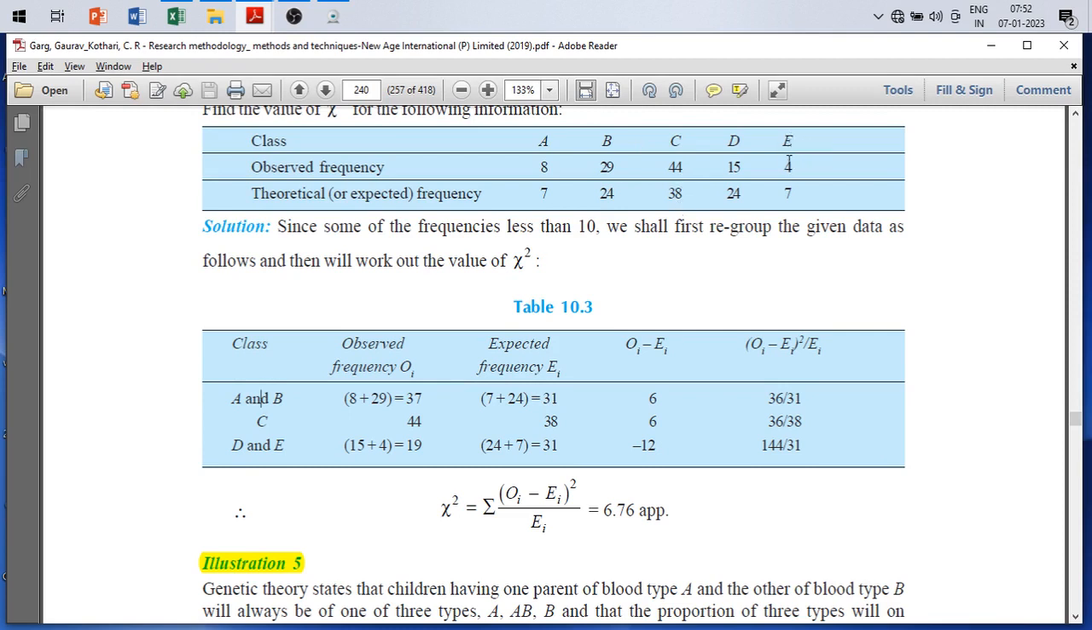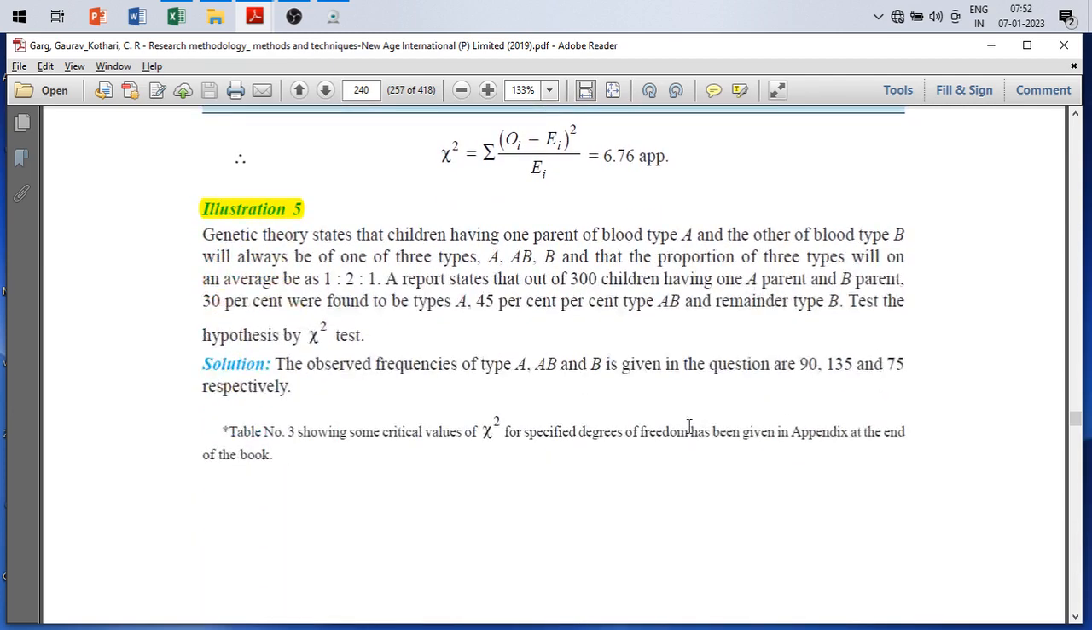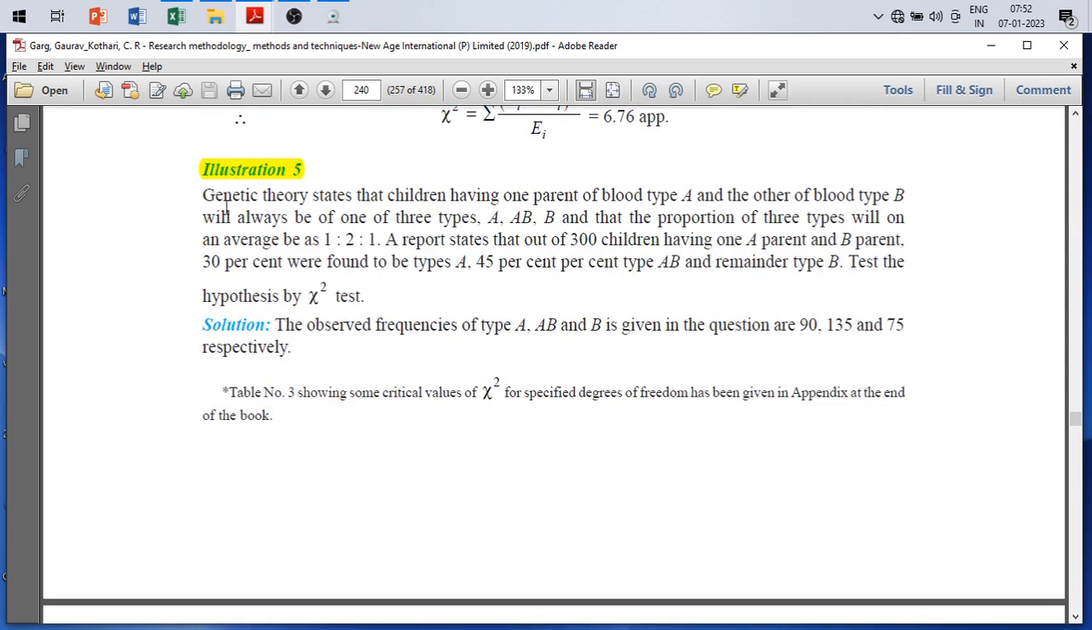Now for E also the frequency is low, so we can group D and E together. That is what you see here. Their observed frequencies are added, and expected frequencies are added. Then based on this, we do the same calculation and work out chi-square. That is the only difference if class frequencies are low. Okay. Let us look at another example, illustration 5.